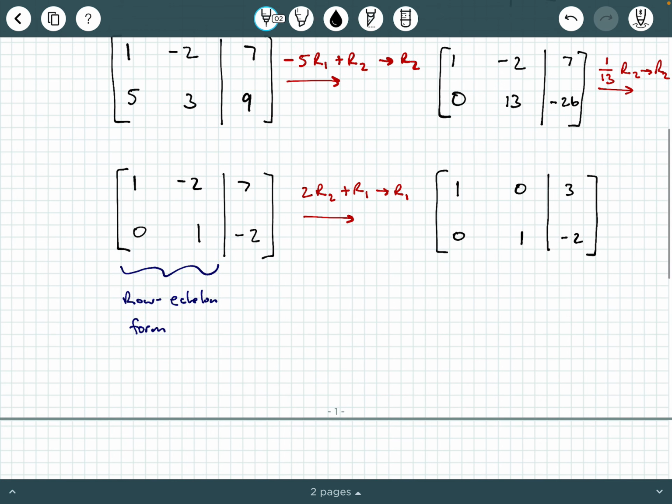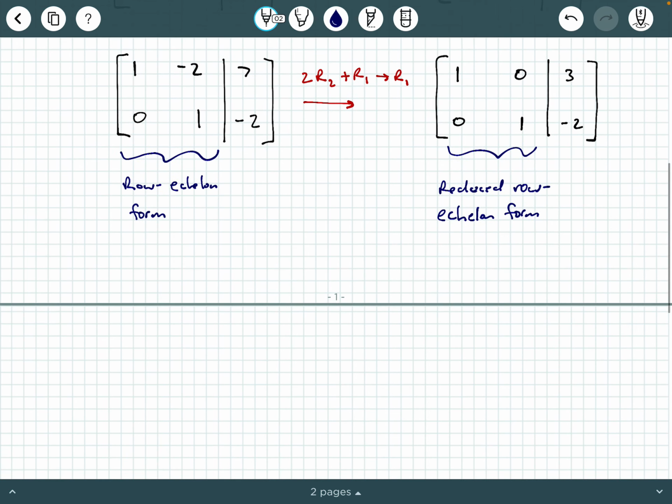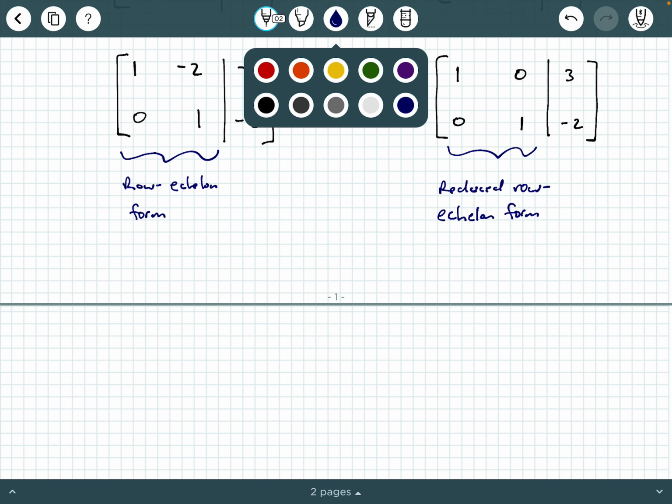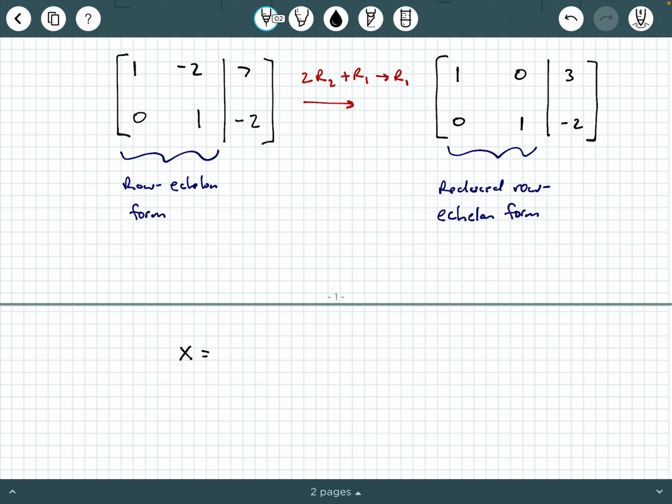So notice that this right here is reduced row echelon form. Let me spell that a little better. Reduced row echelon form, okay? And again, this gives us our exact answer. So the final answer is x equals 3 and y equals negative 2. The system is consistent, and that concludes this example.